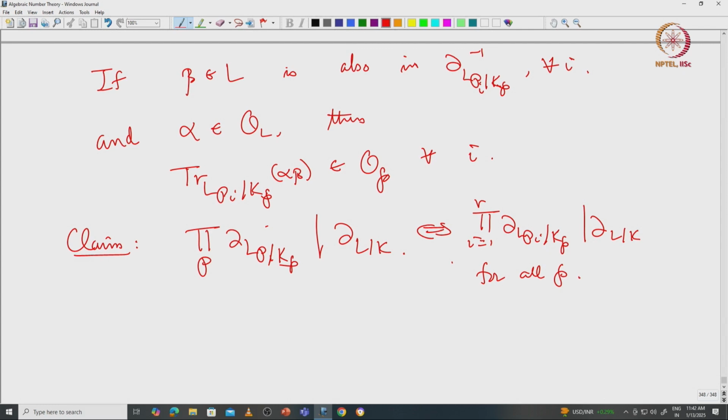So, this is the same as saying that, when does one ideal divide another: if the ideal A divides the ideal B, this means that the inverse of the different of L over K is contained in the product of the inverse different of L_{P_i} over K_p. So, we want to show this. I think this will take some time, so we will postpone the proof of this and the reverse inclusion to next time.